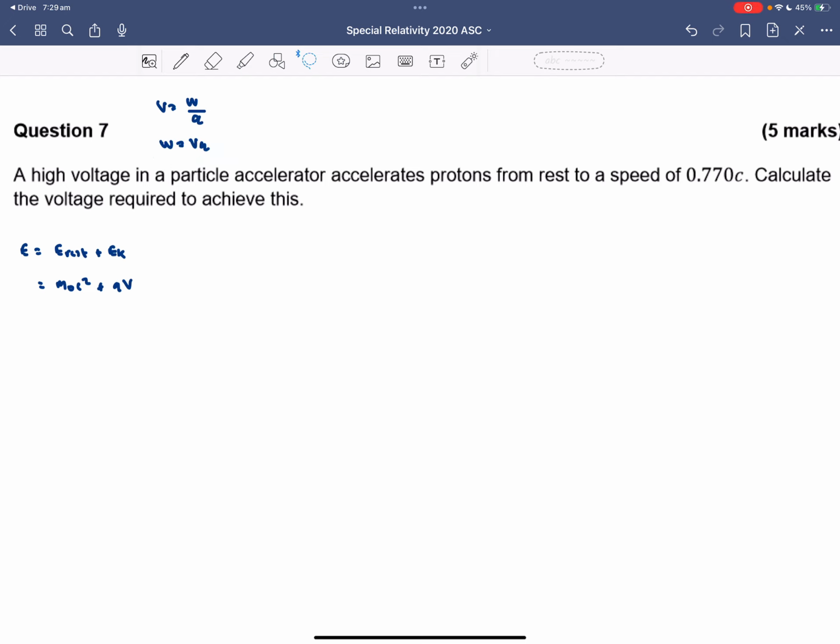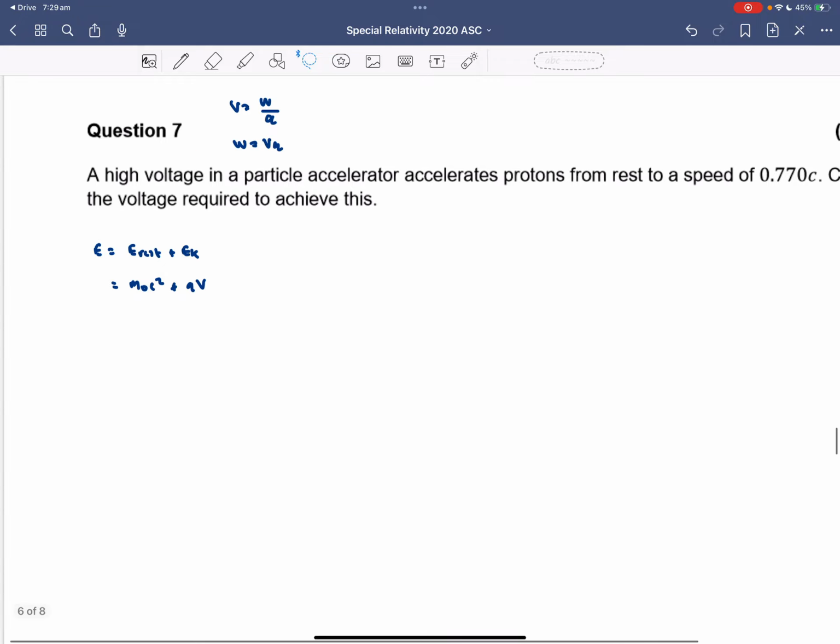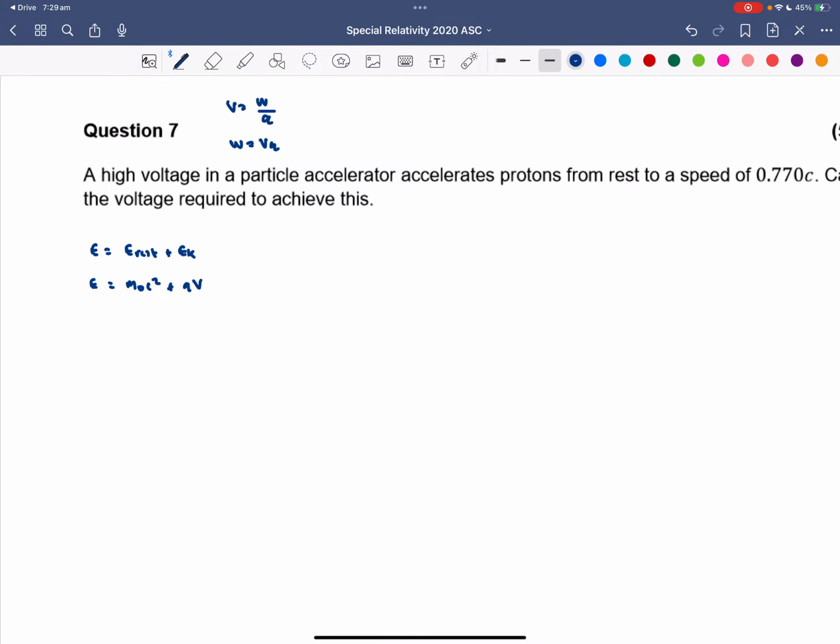Now that I know that, it's really easy. What does it want? Calculate the voltage required to achieve this. If I rearrange for voltage, voltage is energy take m0c squared, divided by Q. And the formula for total energy is m0c squared times Lorentz factor. You don't have to write the m0 if you don't want to, you can just write mc squared, but I'll write the 0 in this case. So this is m0c squared times Lorentz factor, take m0c squared, all over charge.